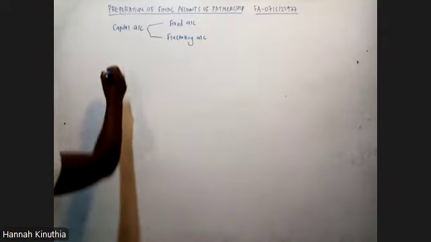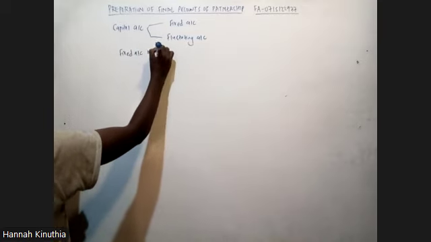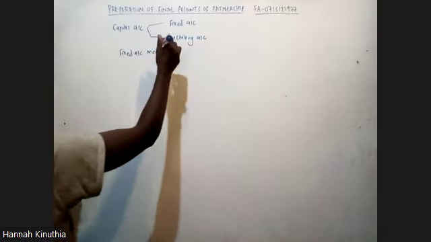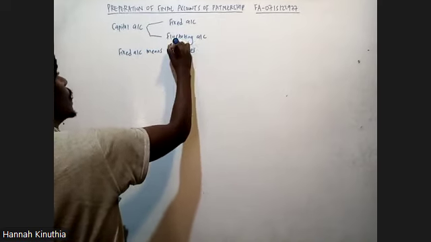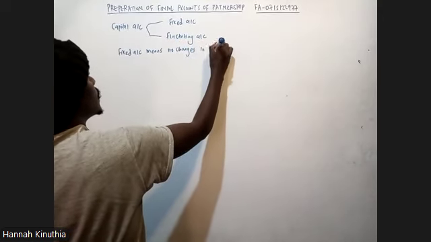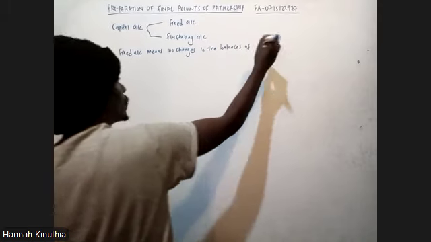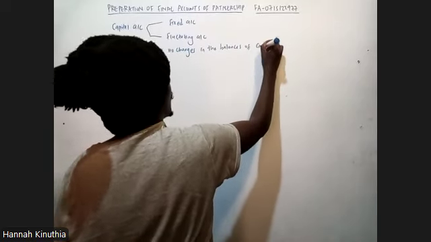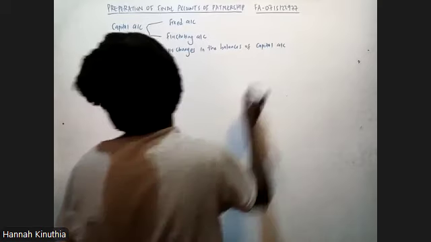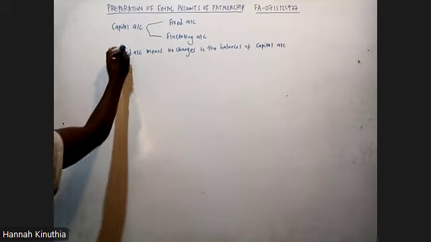Now, when we talk about the fixed account, we mean no changes in the balances of the capital account. When we're talking about the capital account, we have two items, the fixed account and the fluctuating account. The fixed account means that the balance of the capital account is not changing.